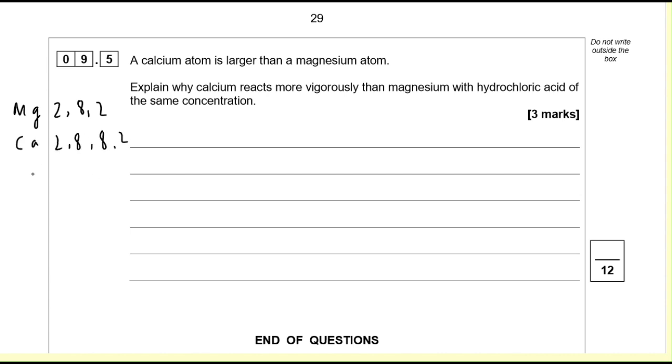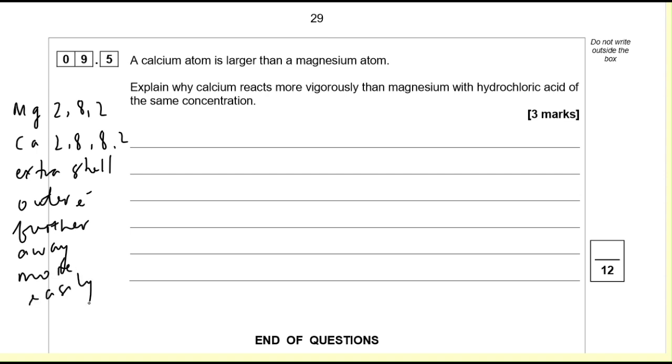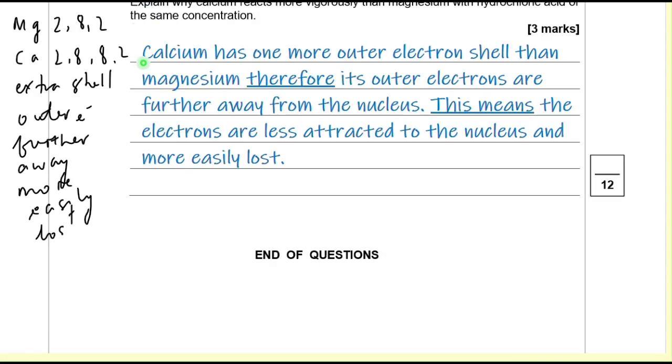So its outer electrons are going to be further away from the nucleus. This means they'll be less strongly attracted to the nucleus because of that extra distance. The less attracted electrons are towards the nucleus, the more easily they're lost. So let's put this into an answer that's going to get us 3 marks. Calcium has 1 more outer electron shell than magnesium. Therefore, its outer electrons are further away from the nucleus. This means the electrons are less attracted to the nucleus and more easily lost.